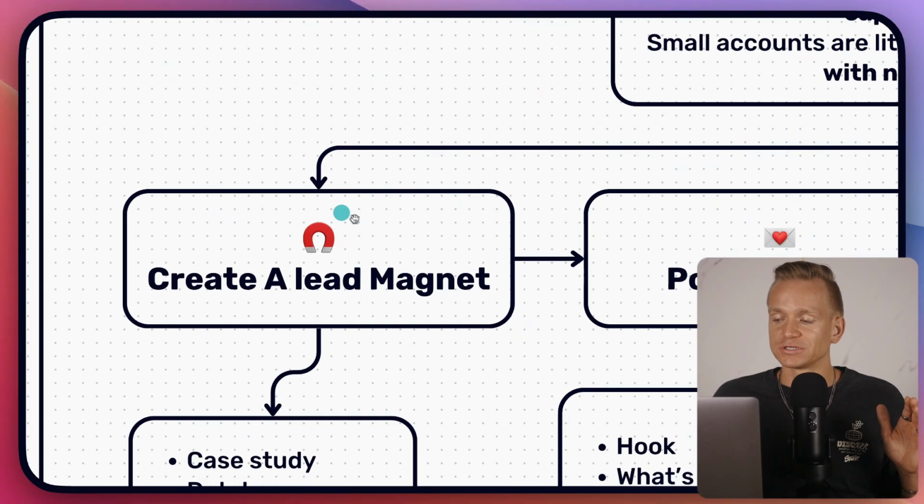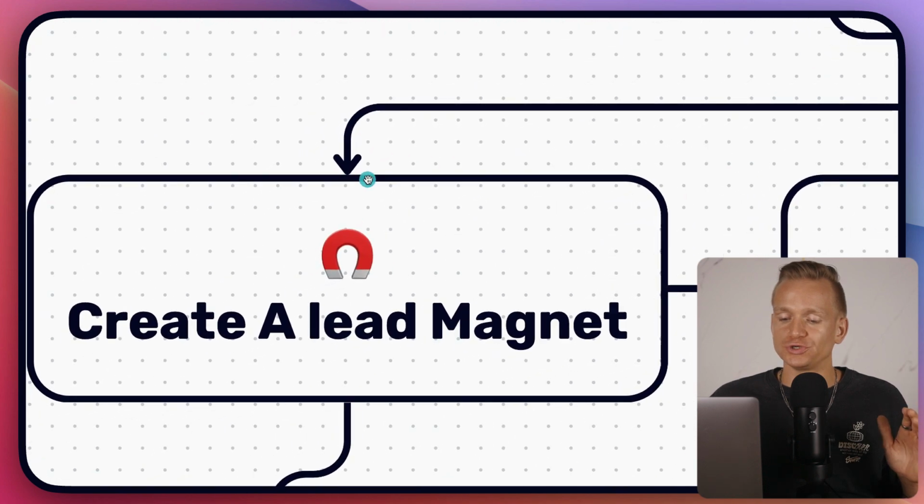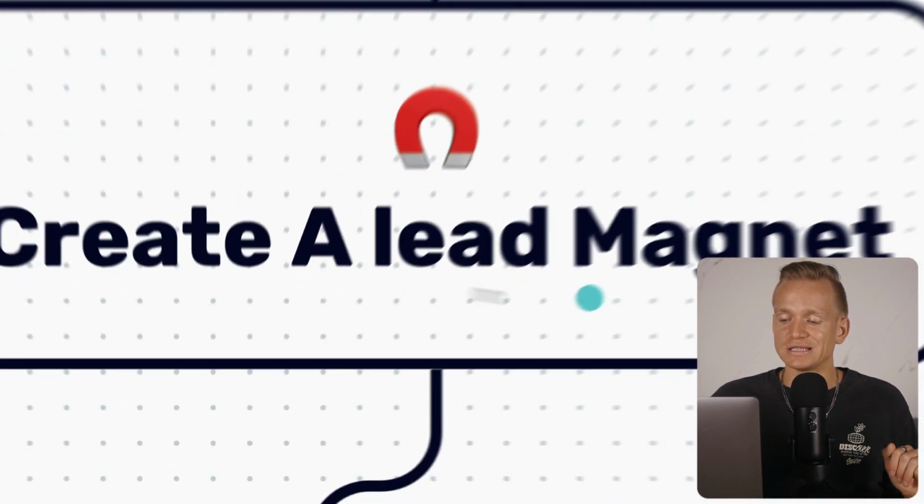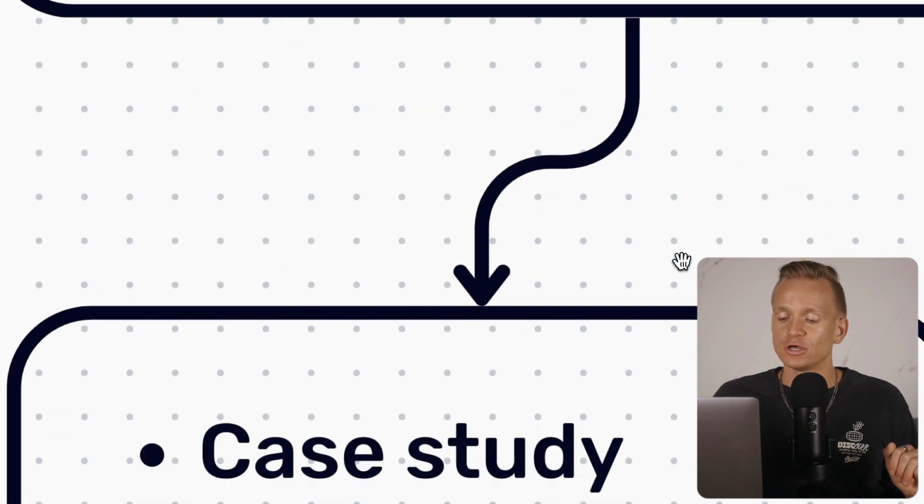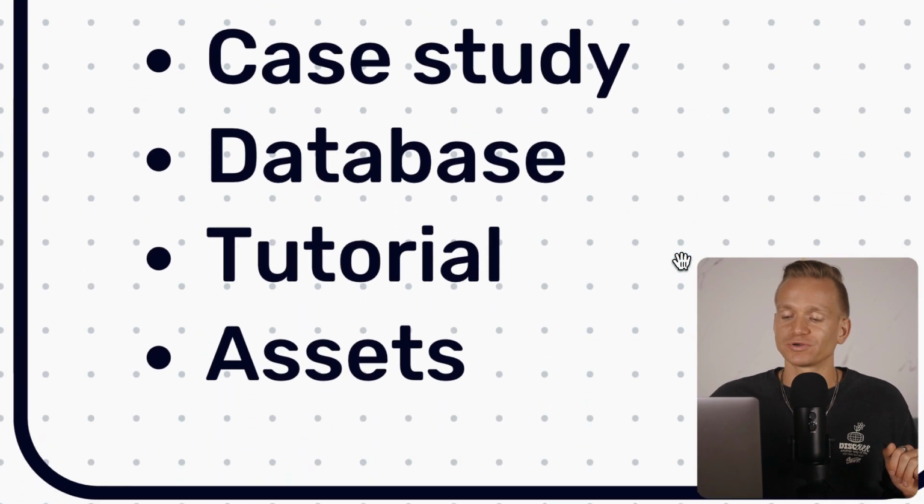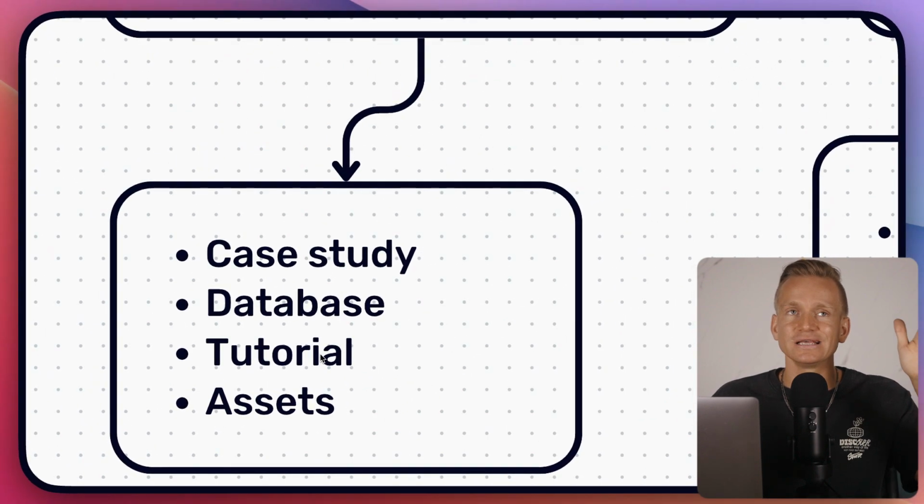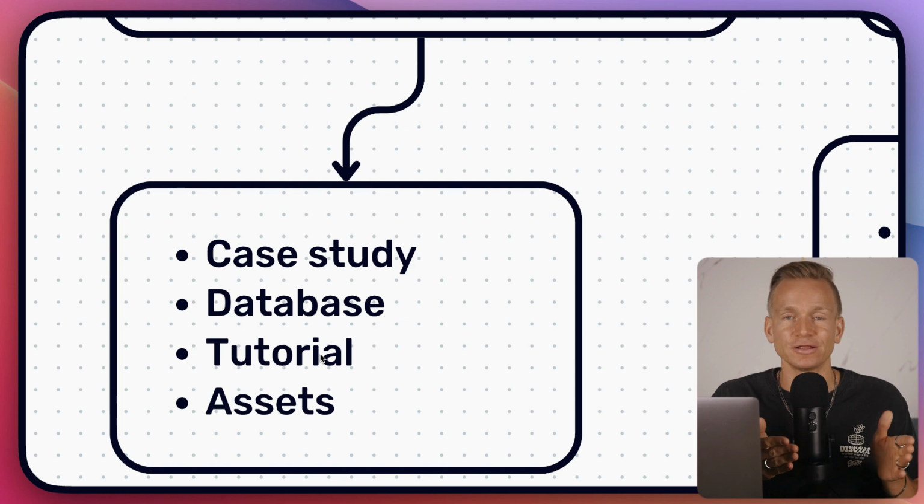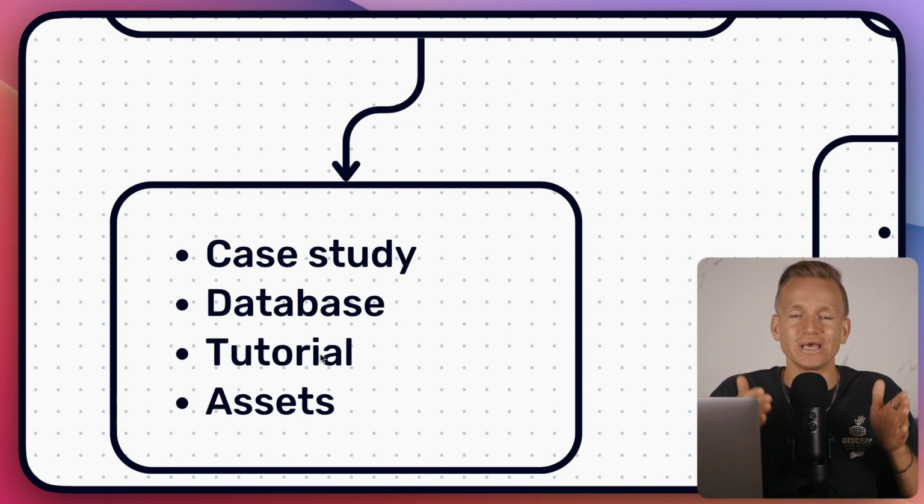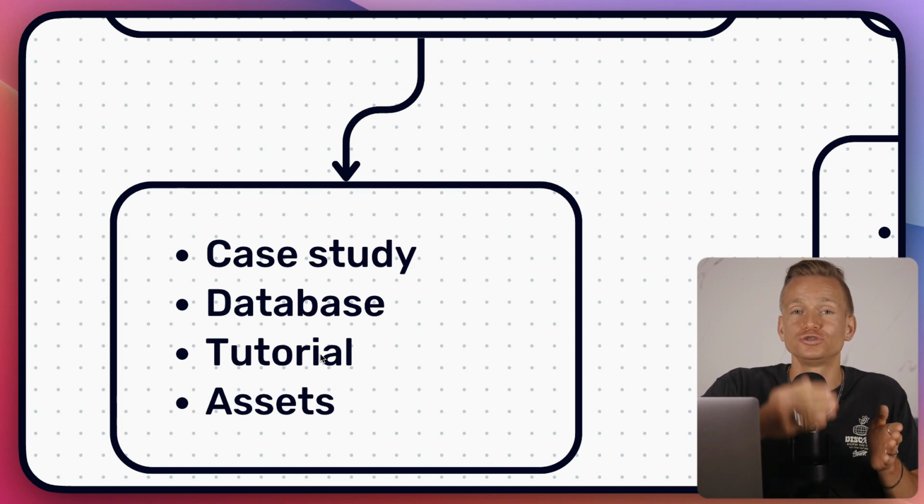So the very first step is you need to create a lead magnet, a freebie. This can be a bunch of different things, like a case study, a database, some sort of tutorial, or assets. Obviously, you want to create something that ideally provides instant value and intrigues people to later down the line purchase your offer.